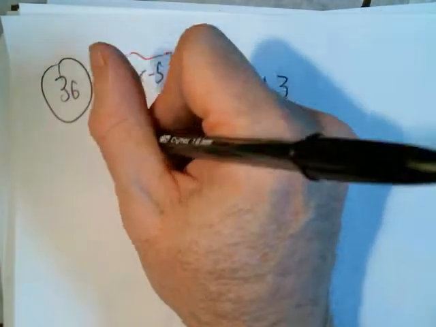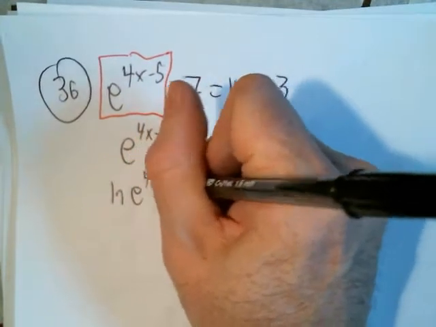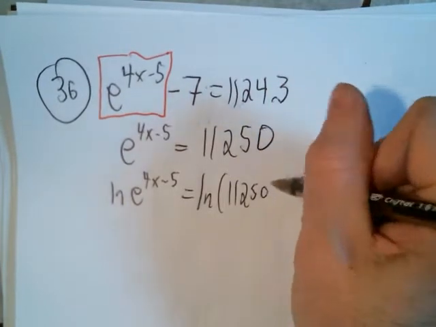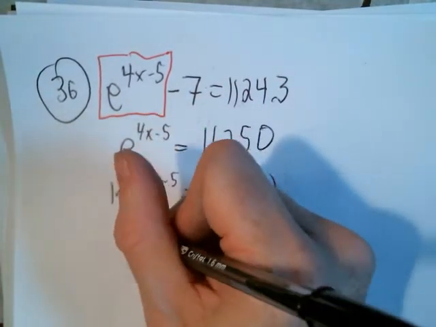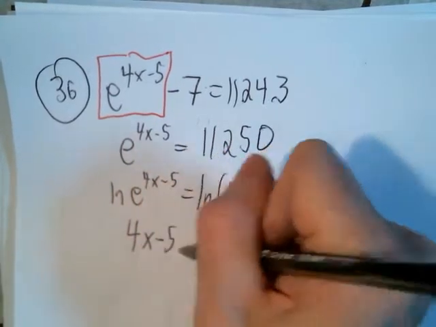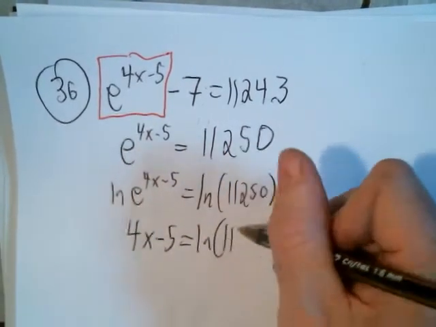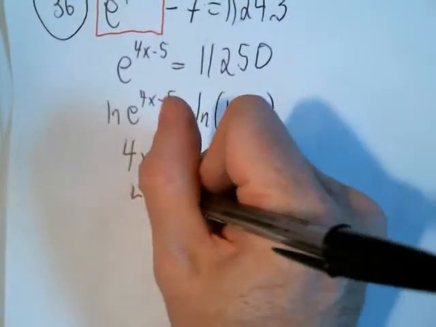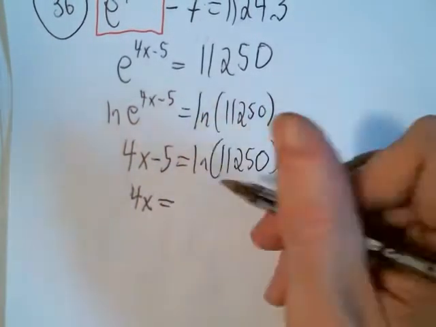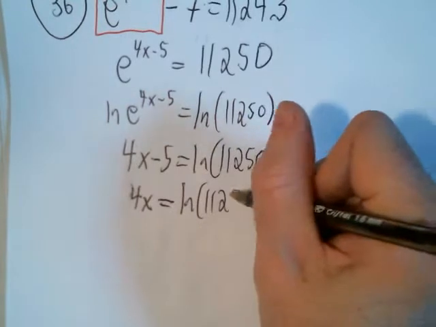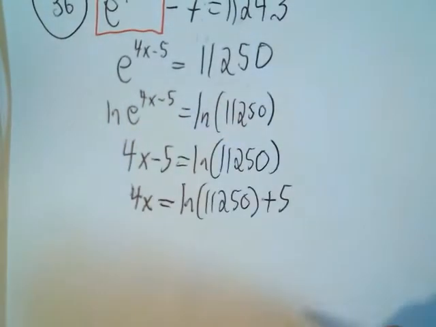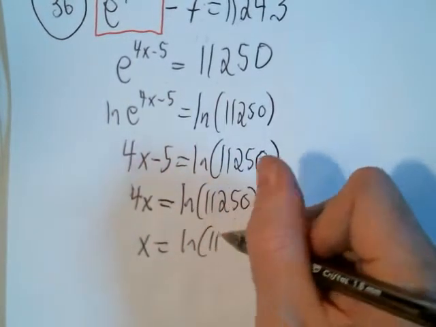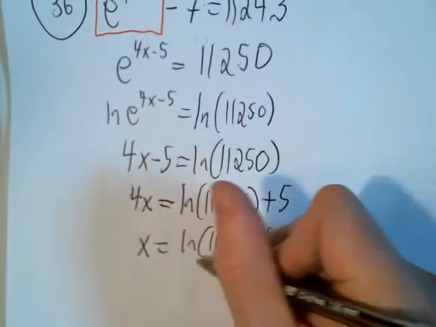And now you can do your natural log. So ln of e to the 4x minus 5 equals ln of 11250. Over here, the ln and the e kind of cancel out. So you get 4x minus 5 equals ln of 11250. Then you're going to add 5 to the other side. So what are we doing? We're isolating again. ln of 11250 plus 5. And finally, divide both sides by 4. So you get x equals ln of 11250 plus 5 all over 4.